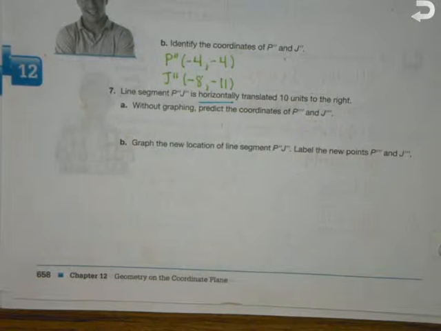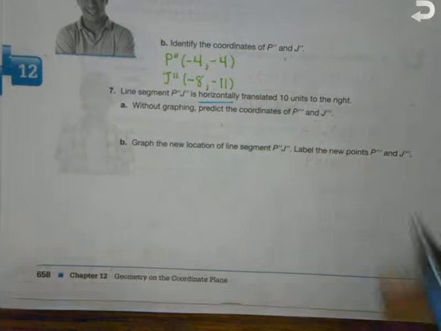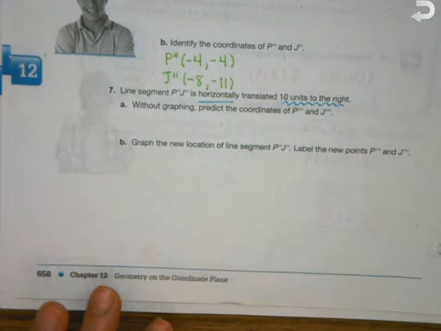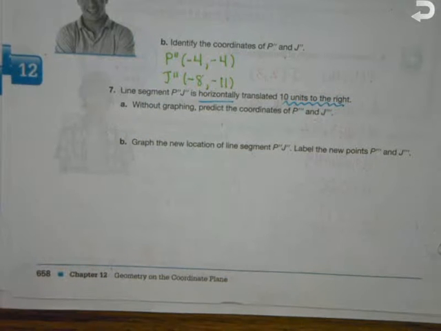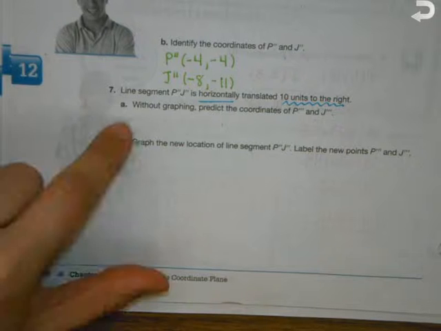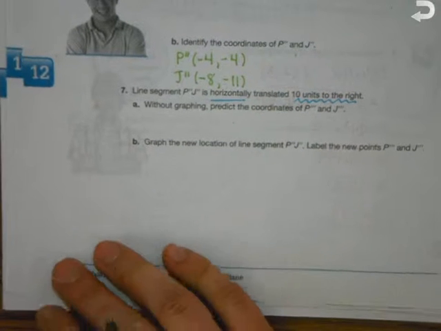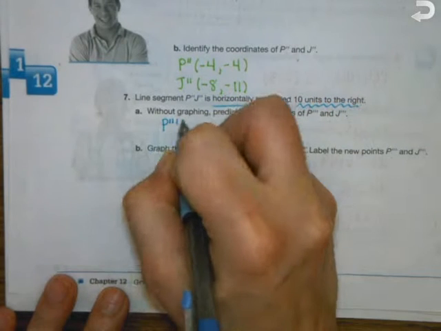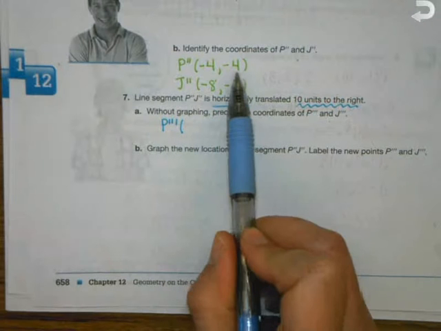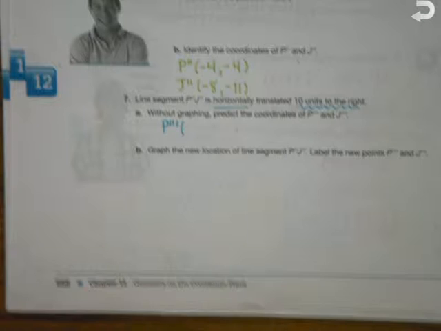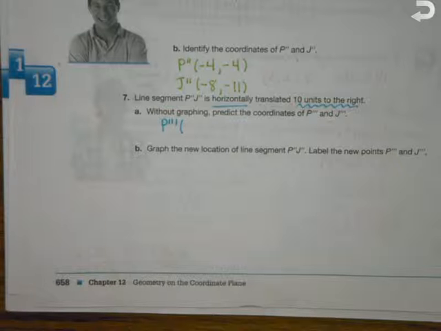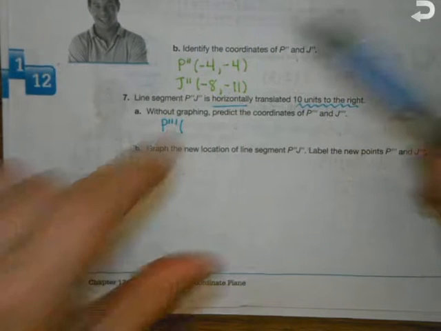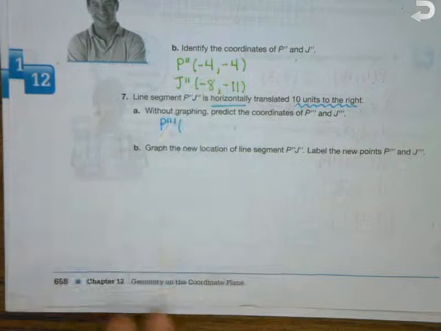Your x's. So part A wants us to, without graphing, predict the coordinates. So this is P triple prime. So if I'm moving -4, 4, 10 units to the right, what do you think my new coordinate will be? If I'm going to the right, will I be adding or subtracting? Adding. So this would be -4 plus 10, which comes out to? -4 plus 10. 6. Does the y change? No, because we're moving it to the right, so it's going to stay as a -4.